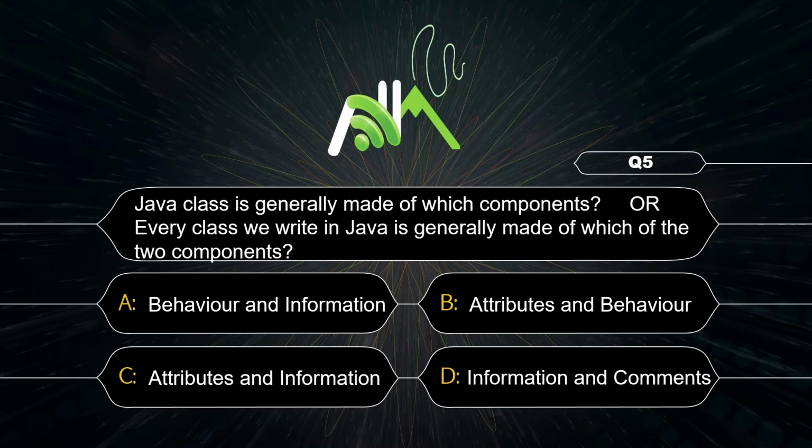This question is a very important one. A Java class is generally made up of which component? And this is an important question, so see it properly. And the correct answer is B, attribute and behavior.